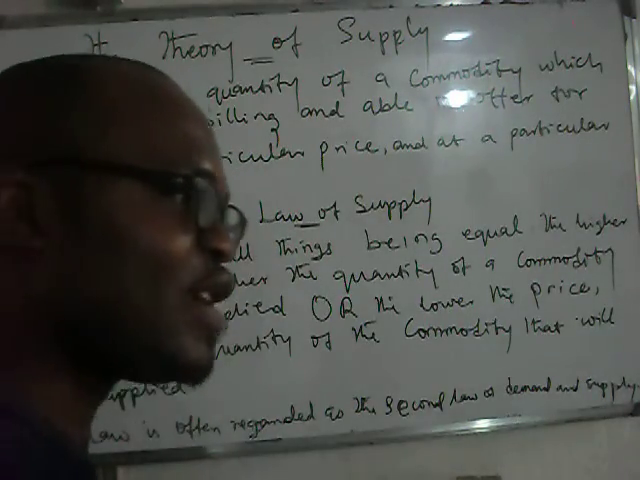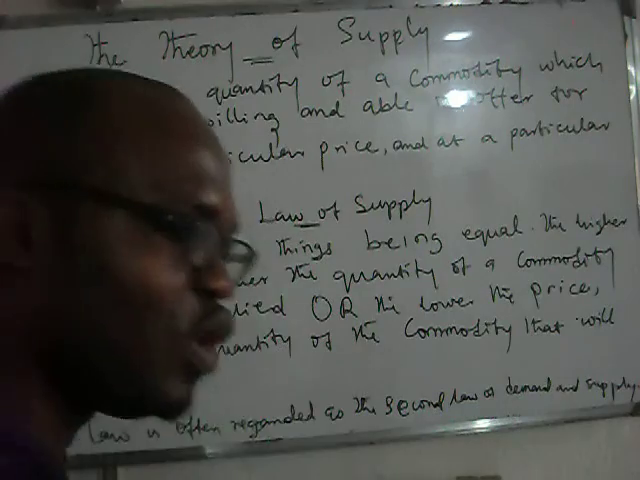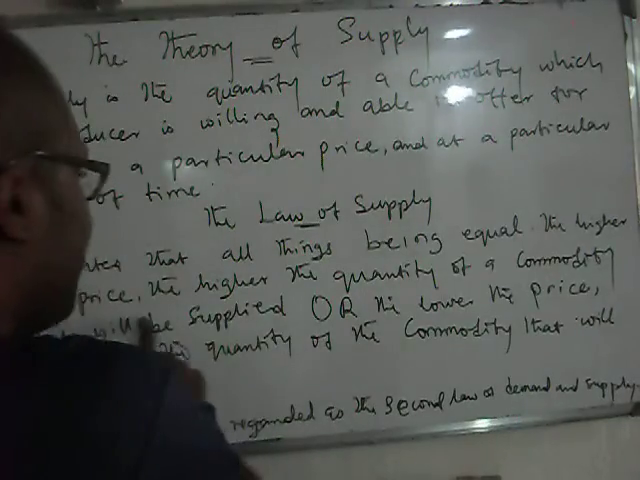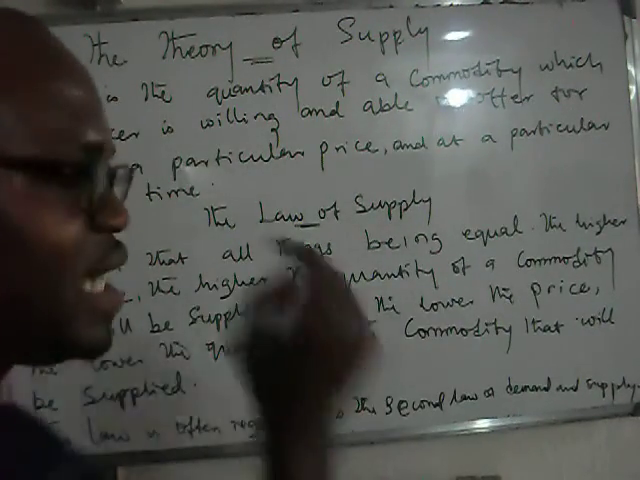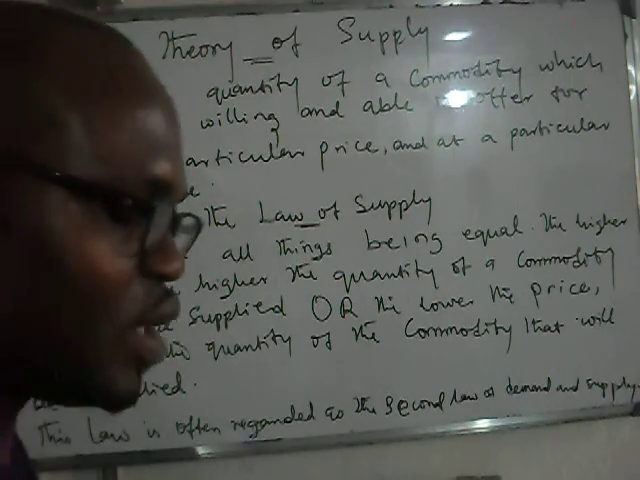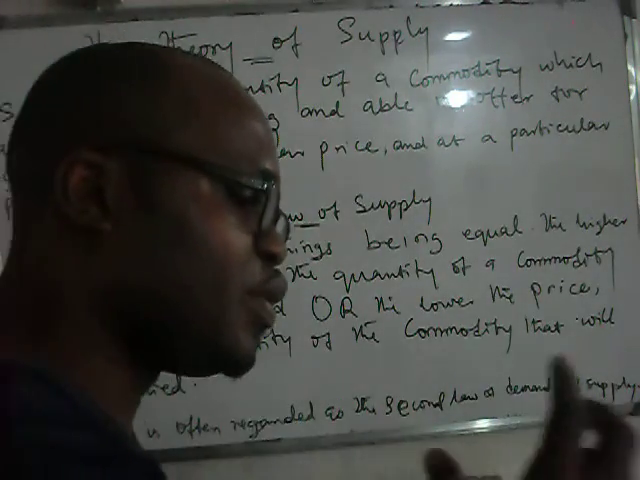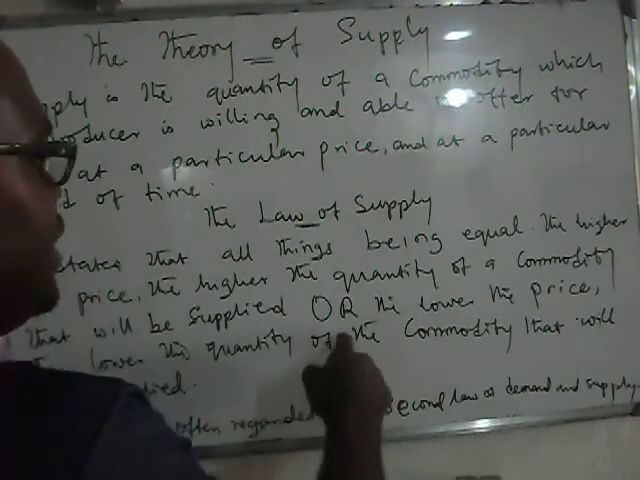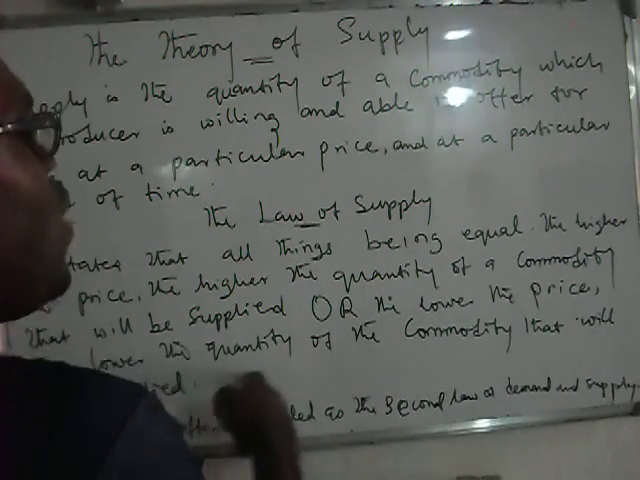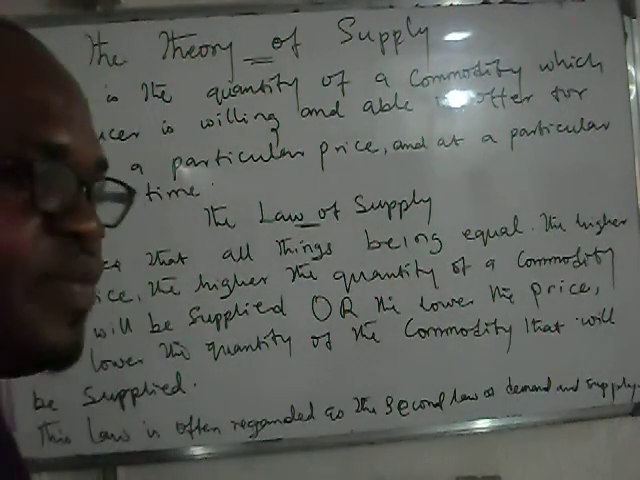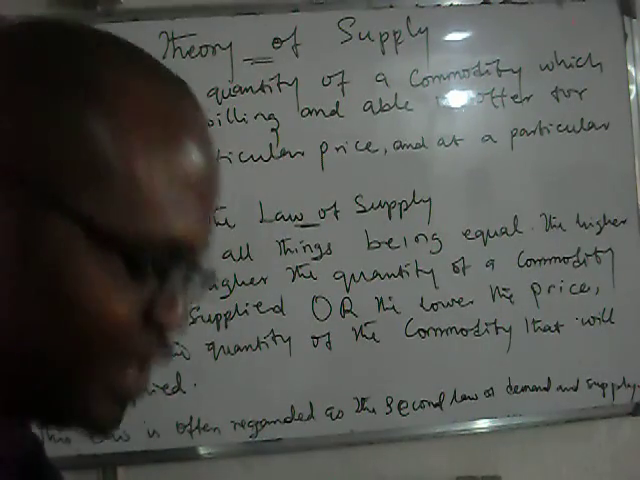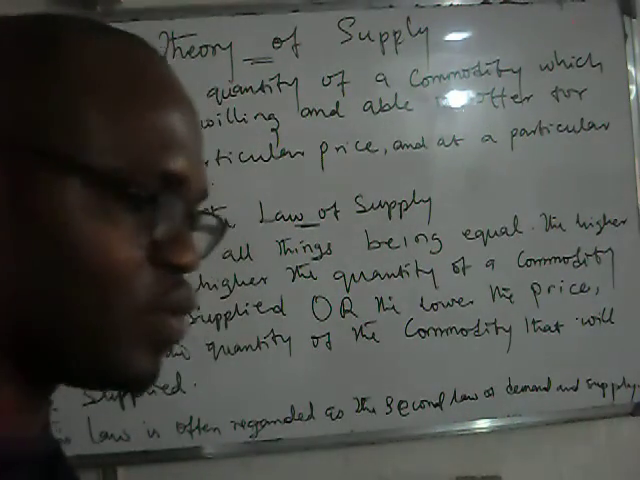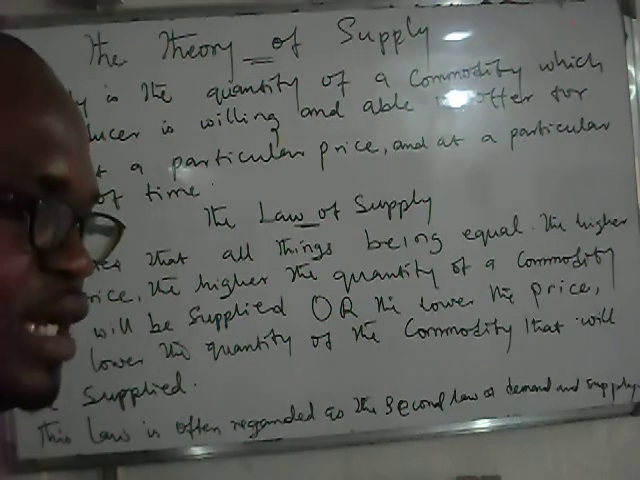Producers want to supply the quantity on which they make more money. Is that clear? And that is why the law states that all things being equal, the higher the price, the higher the quantity of a commodity that will be supplied. Producers always supply more of the products that have the higher price. Another way you can state this law is by saying that the lower the price, the lower the quantity of the commodity that will be supplied. If this shirt costs a very low price, I will not be willing to bring more quantity. I will bring in less quantity for people to buy if I'm the producer of the shirts.